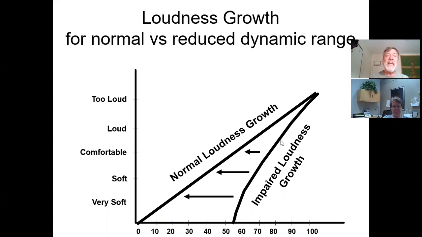Like a seed into a sapling into a tree, okay? How fast did it grow from being an infant to being of old age? How fast did the loudness grow from being just audible to being, whoa, too loud? With normal hearing, my hands are far apart. I've got a big dynamic range. The top is 100, the bottom one is 0.